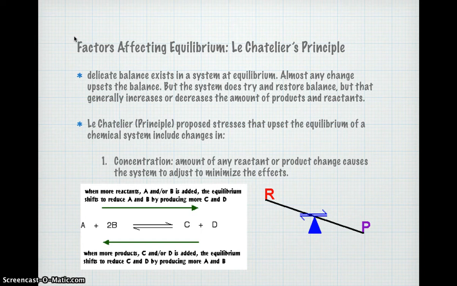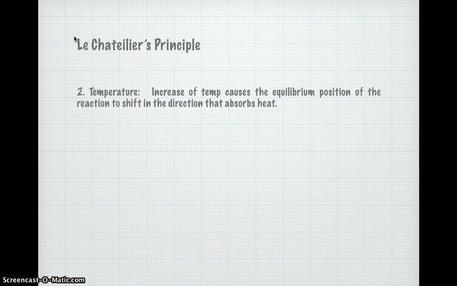So as you can see right here in the teeter-totter diagram that we've got, okay, we have more reactants than product. When I add more reactants to offset it, more products would be made. So it would go up. If I add more products, like it is already now, I've done that, more reactants have been made. Okay? The second factor that upsets the balance will be temperature.